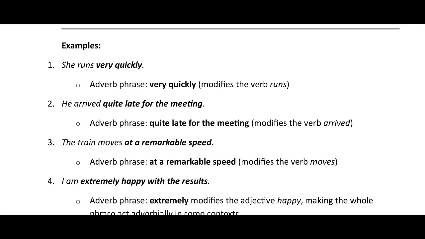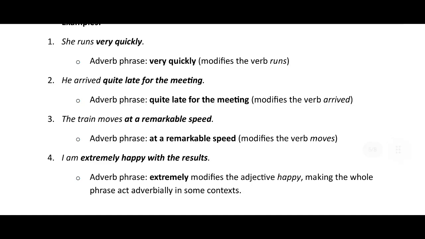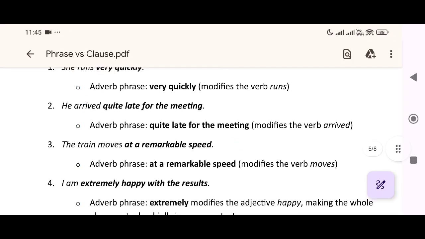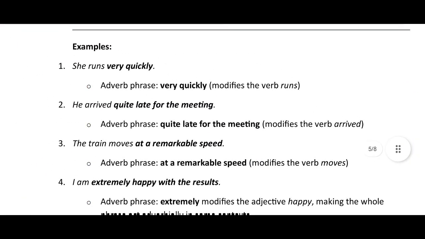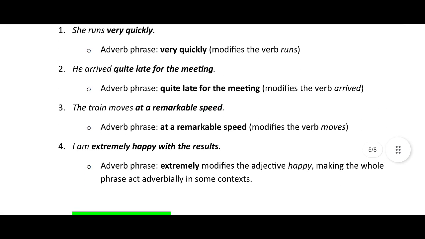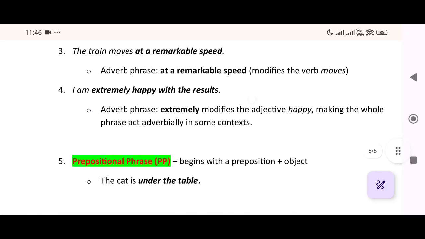Examples. She runs very quickly. Here very quickly is an adverbial phrase. He arrived quite late for the meeting. Here quite late for the meeting is an adverbial phrase because it is modifying the verb arrived. So every phrase is modifying a verb here. The train moves at a remarkable speed. Here at a remarkable speed is modifying the verb moves. That's why at a remarkable speed is an adverb phrase.